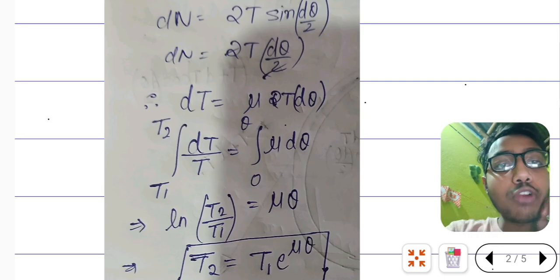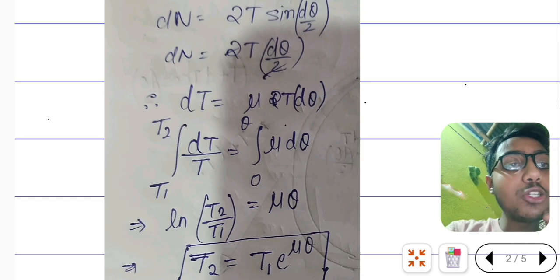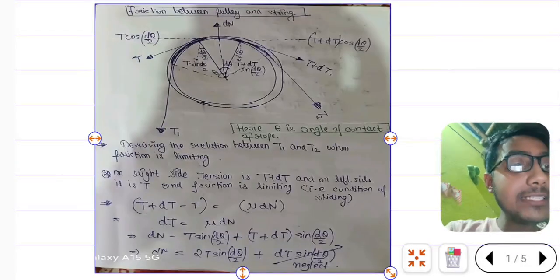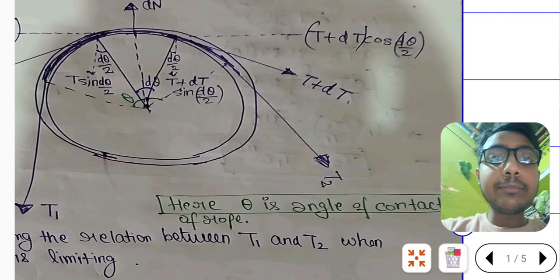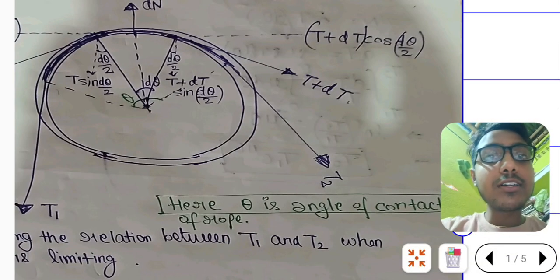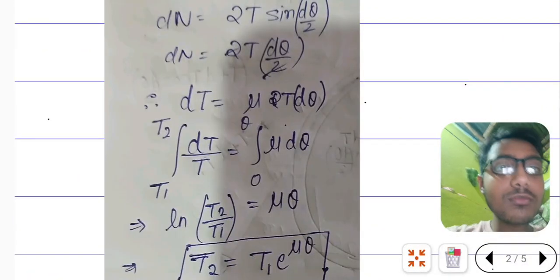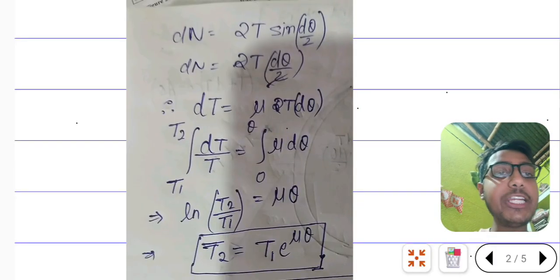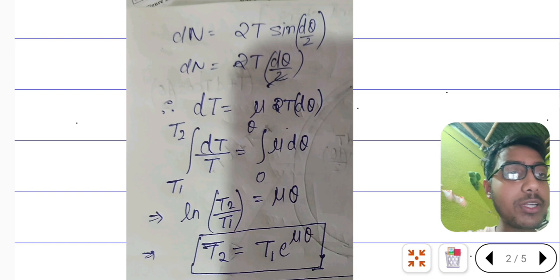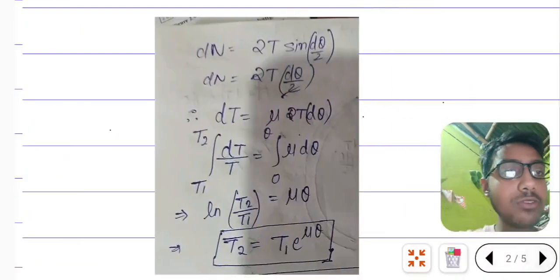we'll integrate from T1 to T2, and for theta the limit will be from 0 to theta, where theta is nothing but the contact angle. I have shown it in the figure. See, theta is nothing but the contact angle which the string has on the pulley. On integrating we will get T2 is equal to T1 into e to the power mu theta. This is an important derivation which you can remember.